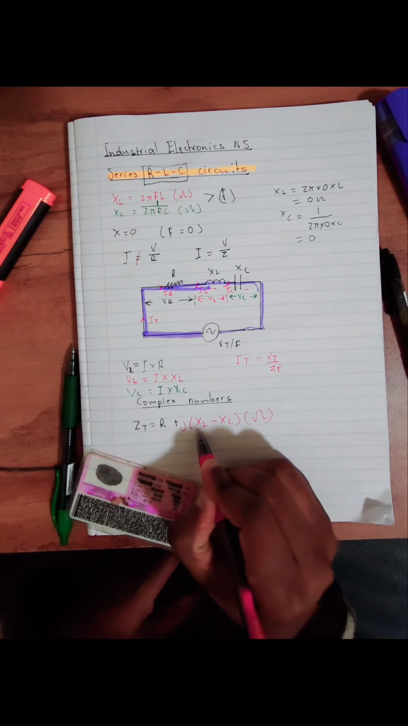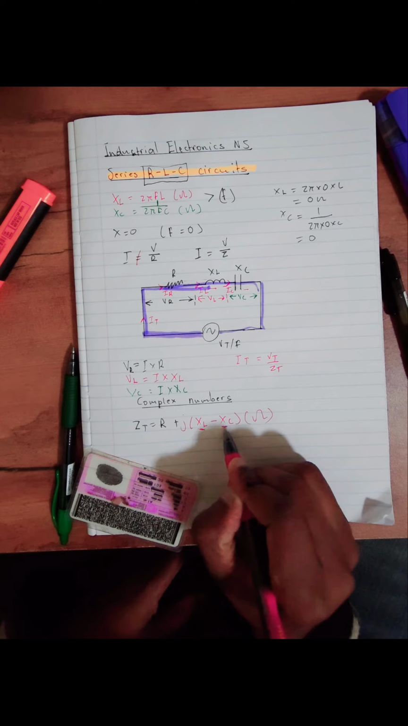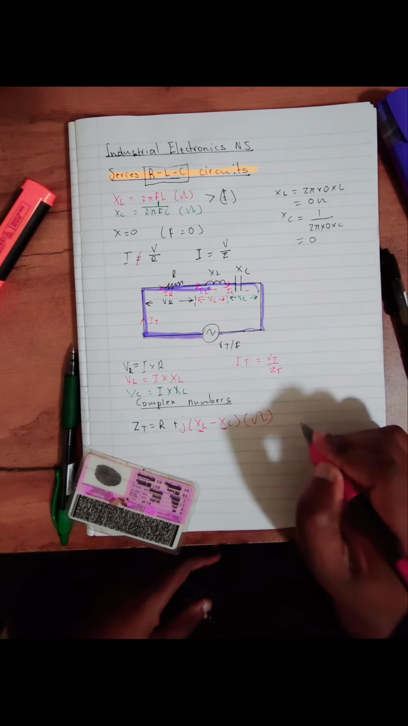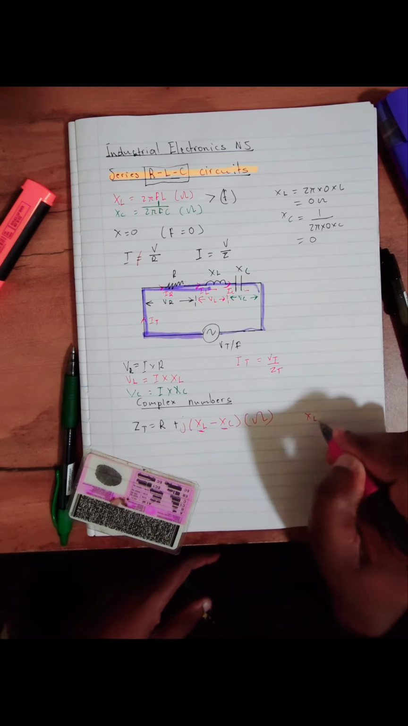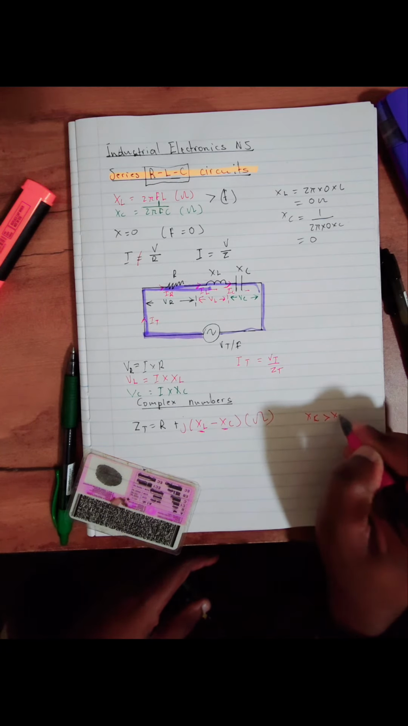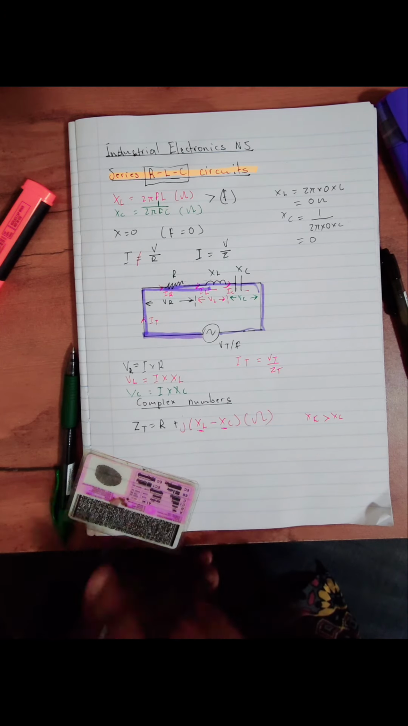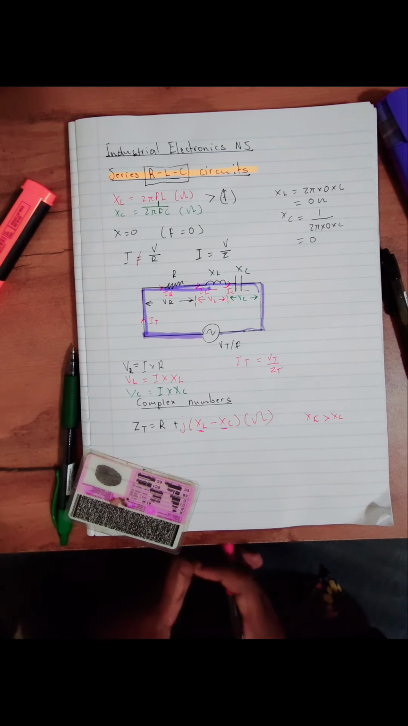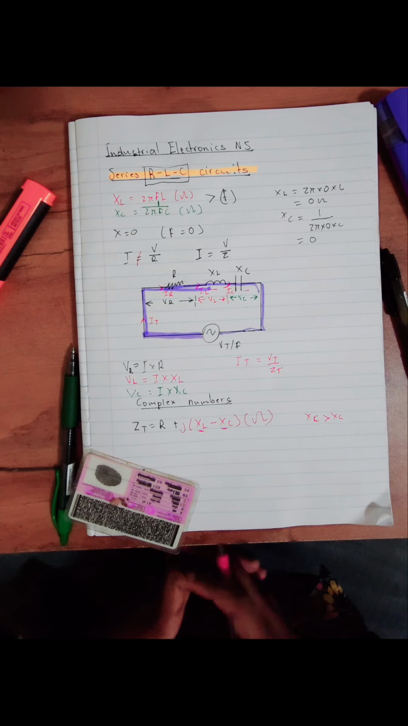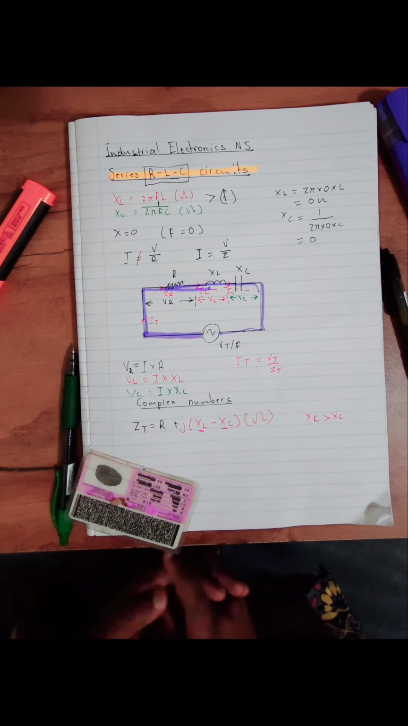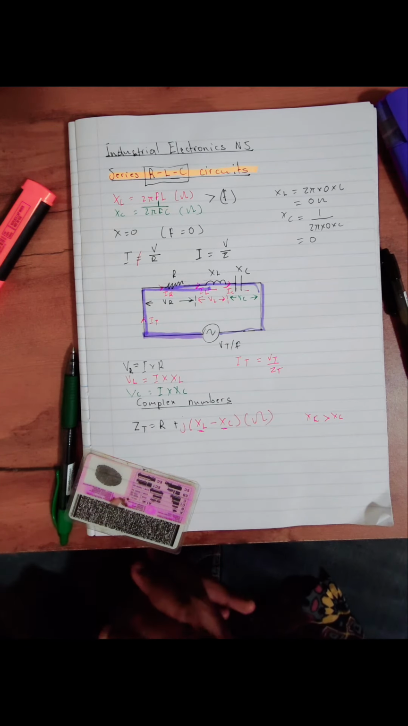It doesn't matter, guys. The sign will sort itself out. It doesn't matter whether XL, or let me say XC, is greater than XL. It doesn't matter. The sign with this formula will sort itself out. So this is how we calculate the total impedance.